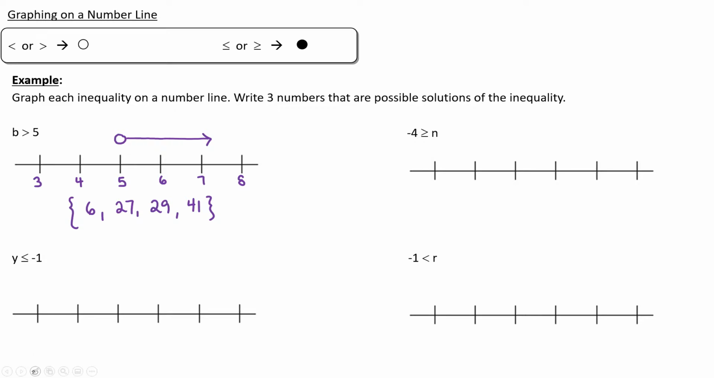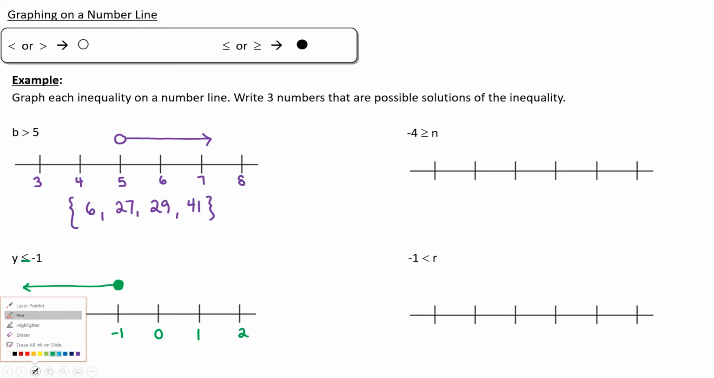Y is less than or equal to minus 1. So I have minus 1, 0, 1, 2, minus 2, minus 3. We're here at minus 1, and y has to be less than or equal to minus 1. So we're going to go down from there, and I'm going to fill in that circle because it says equal to.